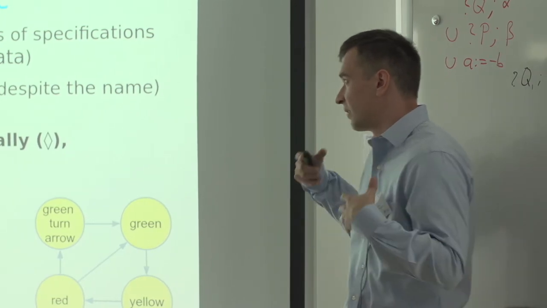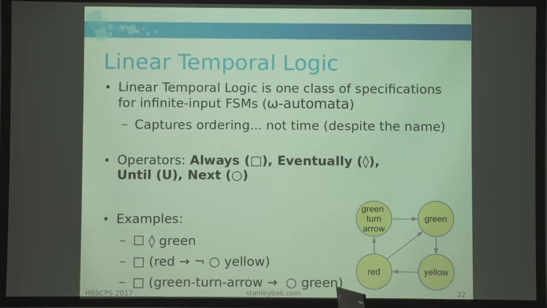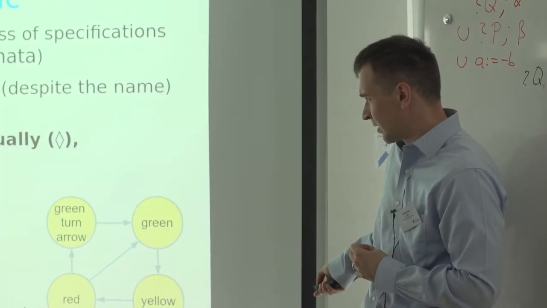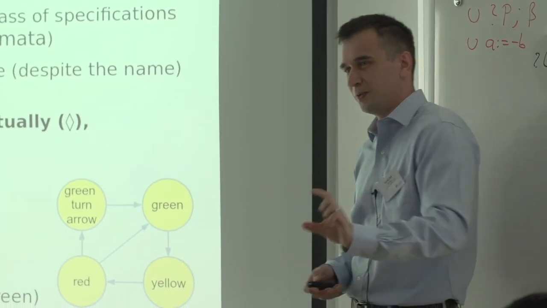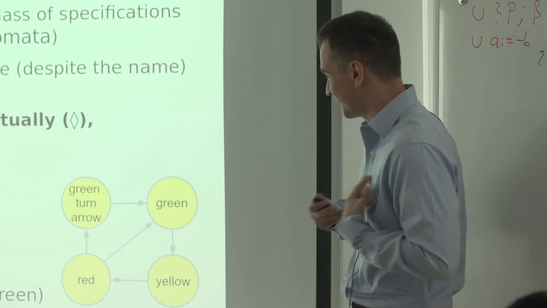And for specifications, it's no longer regular expressions, but you have temporal logics. So you might have things like linear temporal logic, where you have certain operators, like always, eventually, until, next. And it's easier to explain, rather than the semantics, you can explain examples of these. So this is a model of how traffic lights work in the US. It's a little bit different in Sweden because there's this yellow-red mode that is surprising to an American, right?